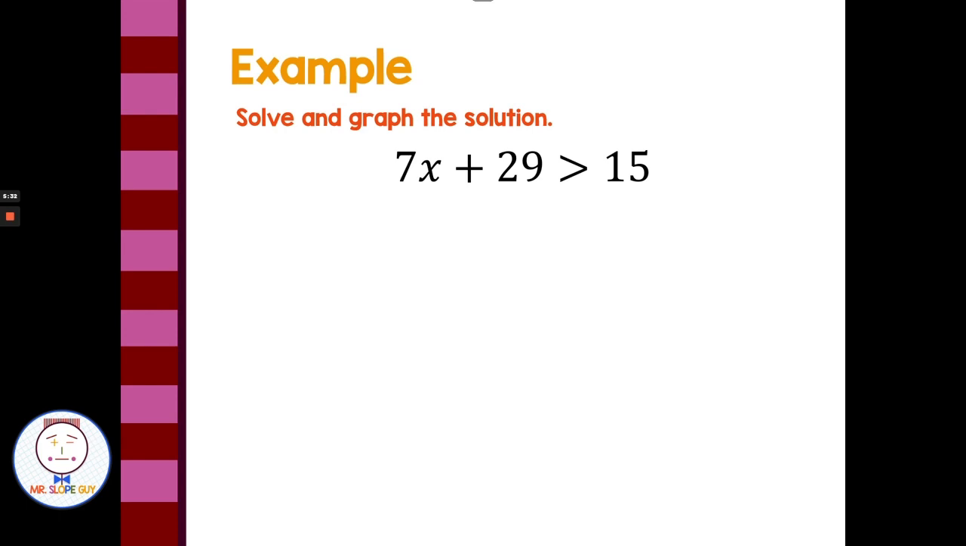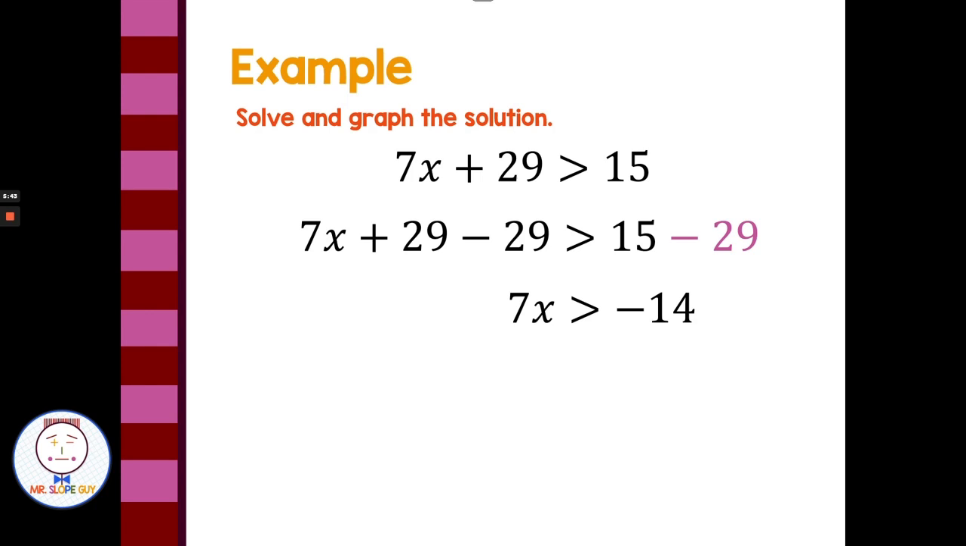All right, so let's say I have 7x plus 29 is greater than 15. To solve, I would subtract 29 from each side. Get 7x is greater than negative 14. Divide both sides by 7. Since I'm dividing by a positive 7, I don't switch the sign. I end up with x is greater than negative 2.